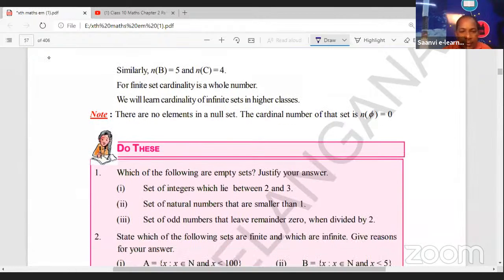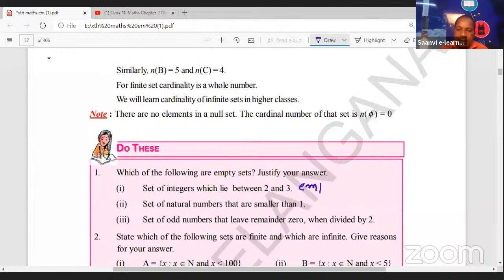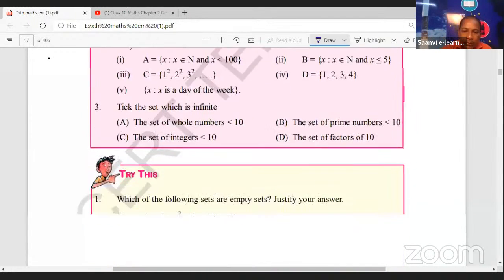Here, see, these problems are there. Which of the following are empty sets and which are not? Justify your answer, it says. So you write this: which are empty sets, which are not. Empty set means there are no elements. See here, the first question is the set of integers which lie between 2 and 3. Are there any integers between 2 and 3? No, there are no integers. It means it is an empty set. Why? Because between 2 and 3 there are no integers. 3 only will come after 2. So it is an empty set. Like that, you write which are empty sets and which are not.